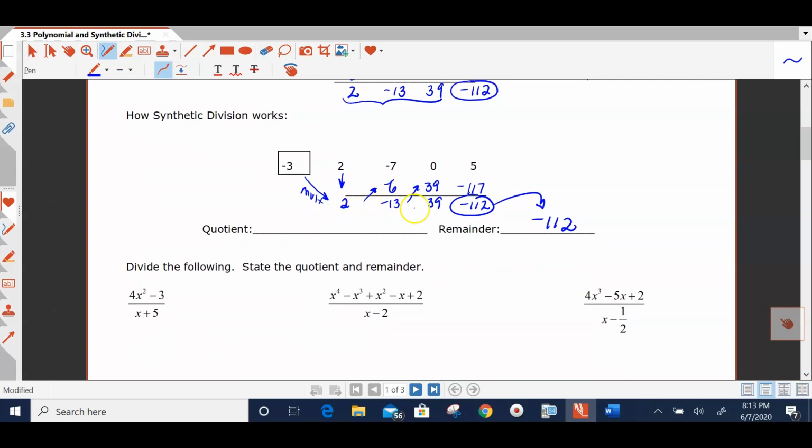And now I'm just going to place those variables in position. So that 2 represents the coefficient on x squared. The negative 13 represents the coefficient on x. The 39 is the constant, and there is my remainder.